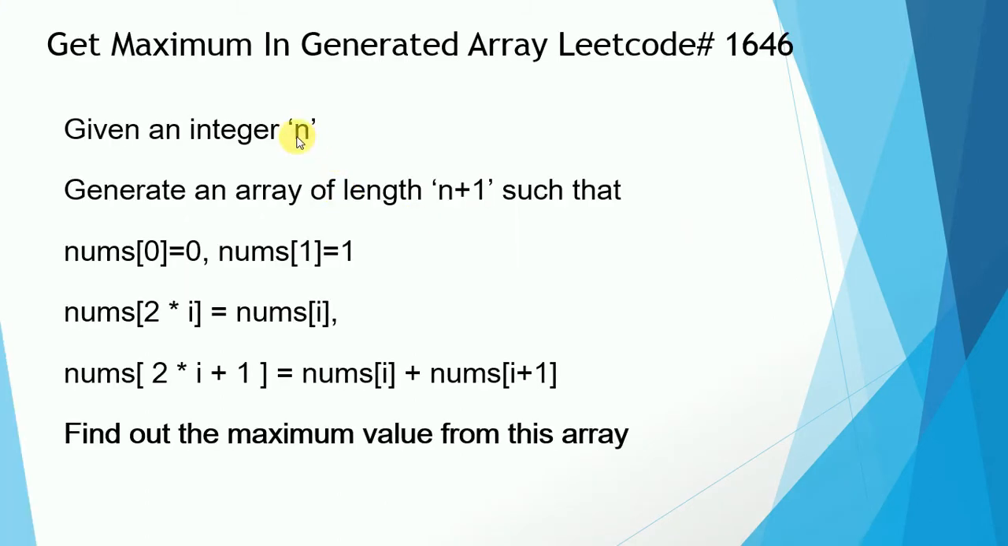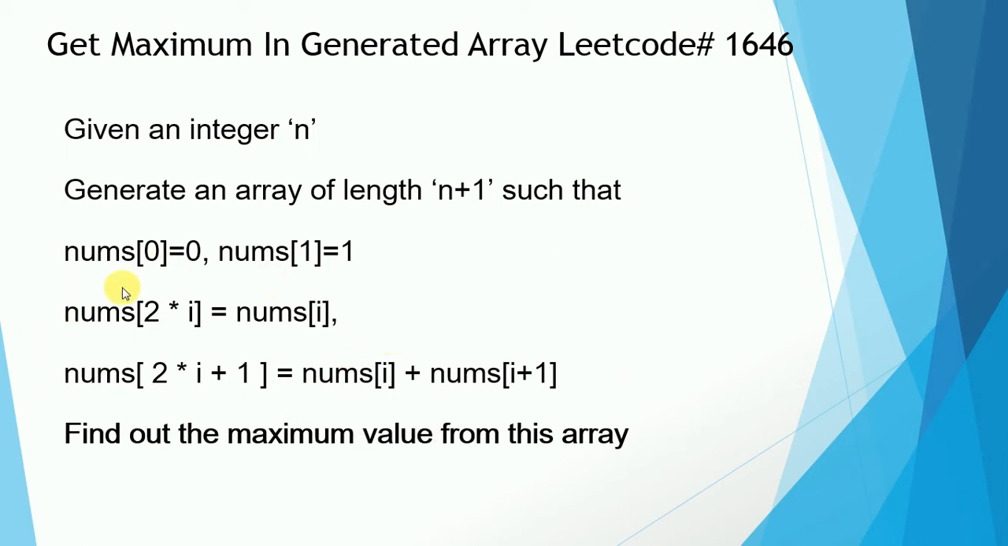The problem talks about an array named nums of length n plus 1 that is produced using the below formula. So the first cell of the array, that means the cell at index 0, is assigned the value 0. The second cell of the array, that is the cell at index 1, is assigned the value 1. And the subsequent cells are derived using these formulas.